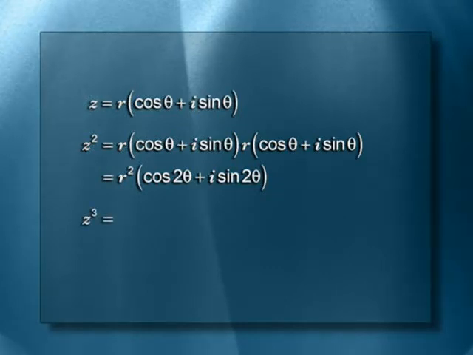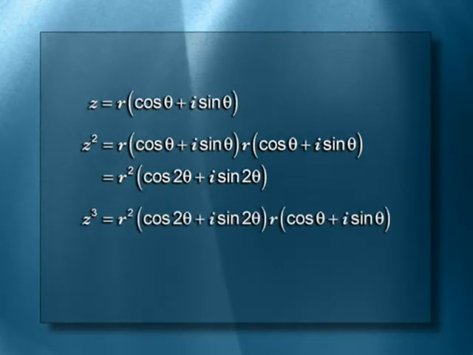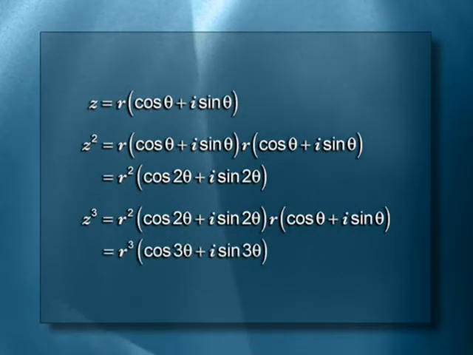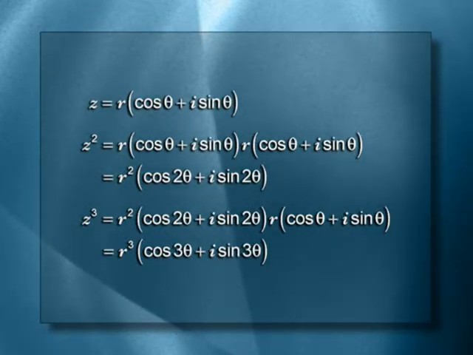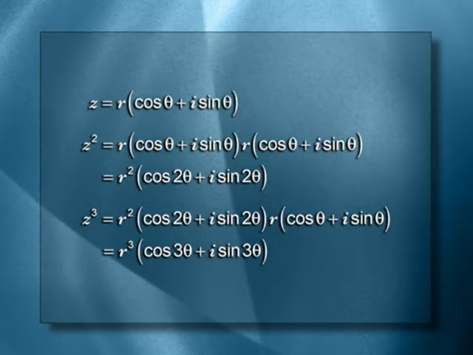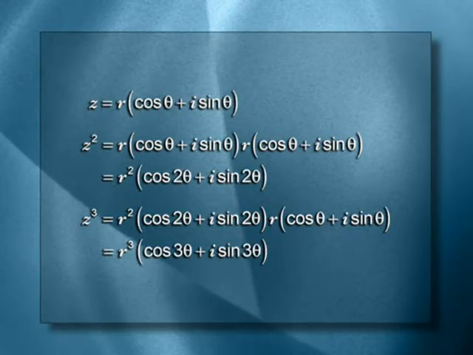Okay, what would z cubed be? Well, you'd multiply that answer by another r times cosine theta plus i sine theta. So now it becomes r cubed. And what about the angles? You add 2 theta plus theta, 3 theta. Do you see a pattern? z cubed is r cubed times the quantity cosine 3 theta plus i sine 3 theta.